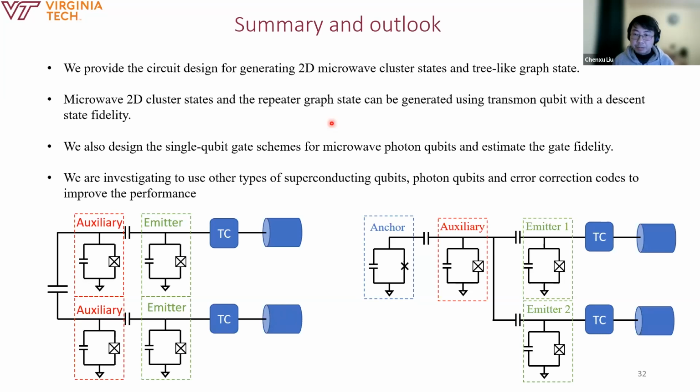And we also design the single qubit gate schemes for microwave photon qubits and estimate the gate fidelity. That will be found in the manuscript we're preparing, and hopefully you will see that within a few weeks. We are also investigating the use of other types of superconducting qubits and photonic qubits, and also combining with error correction codes to improve the performance of the microwave graph state generation. That is all I want to say about my projects.